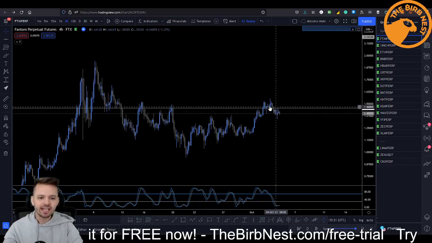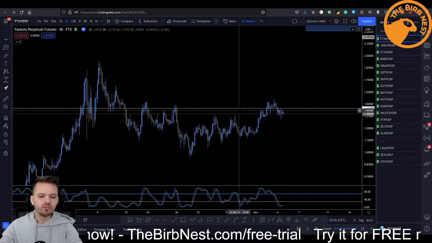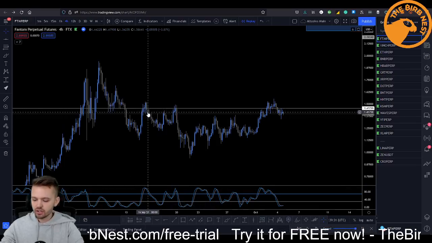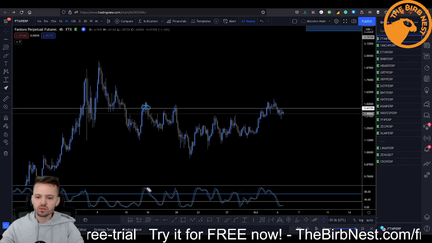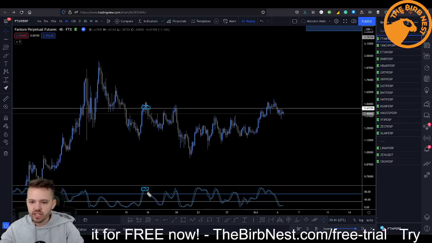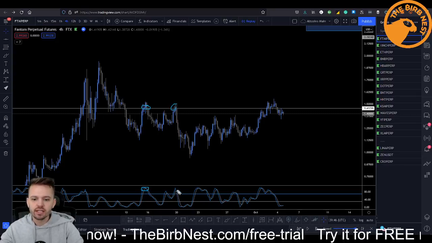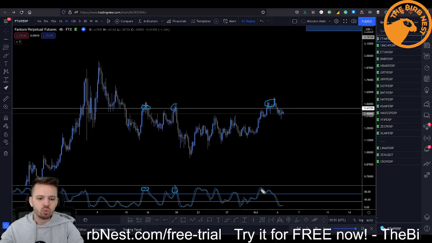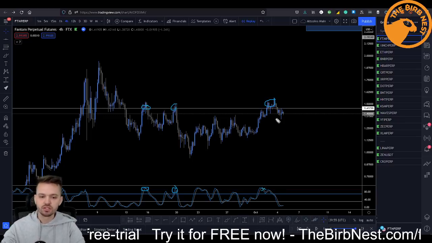So let's look at the next test of this resistance area, and let's see if we can see a change in behavior. And I also want to talk about the stochastics RSI right here. As you can see on this fakeout, the stochastics RSI was way in the overbought territory, and it actually gave us a stochastics bear cross right here. Same thing right here, well into the overbought territory, and it actually gave us a stochastics bear cross.